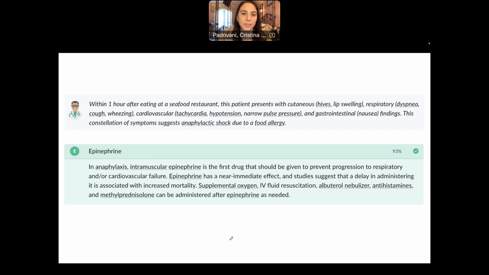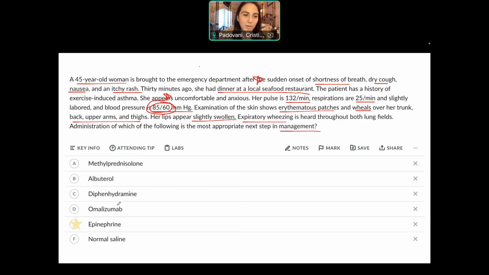Yes, and that's another good point. I didn't put the other answer choices on here, but all these other answer choices you can give this patient. You can give normal saline, bump up that blood pressure. You can give corticosteroids. You can give albuterol for that wheezing. You can give an antihistamine. Omalizumab is an anti-IgE receptor blocker. It's given for people that have specific types of allergies and asthma. I probably wouldn't give this one, but you can give all these other ones to this patient.